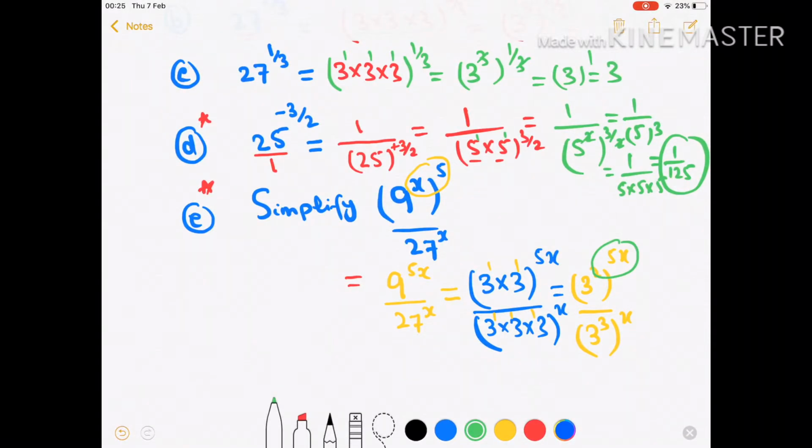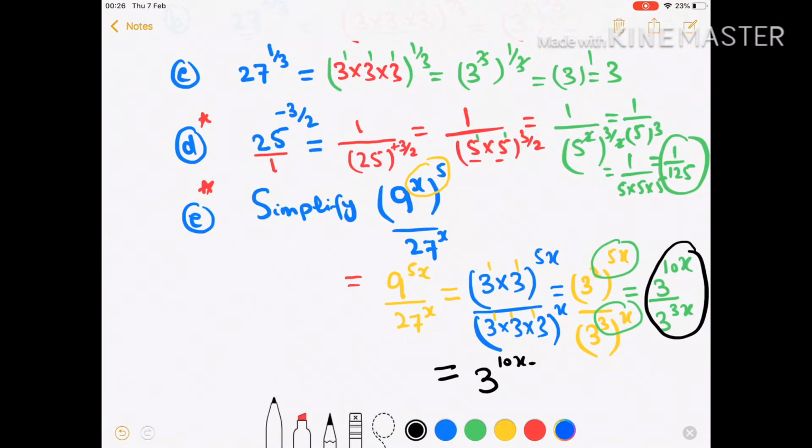Now, up and down, when raising one power to another, you have to multiply them, up and down as well. So 2 times 5x is 10x and 3 times x is 3x. And know rule number 2: when you divide the similar thing, you have to subtract the powers. So the 3s are similar, subtract the powers, 10x minus 3x. Then the answer will be 7x.